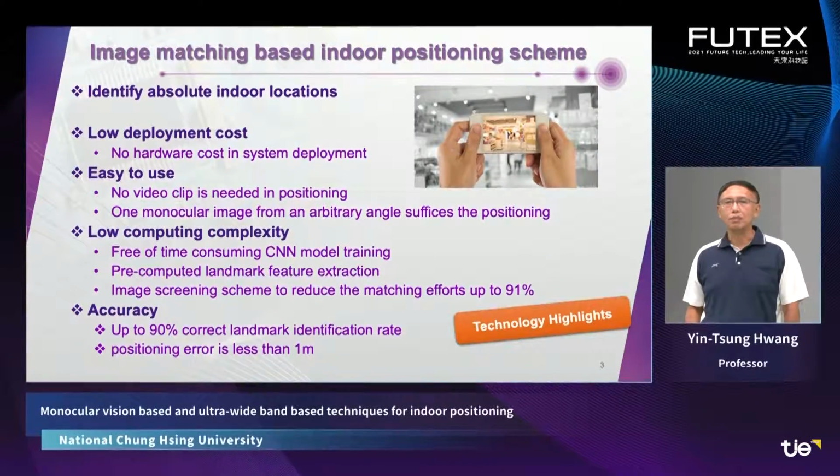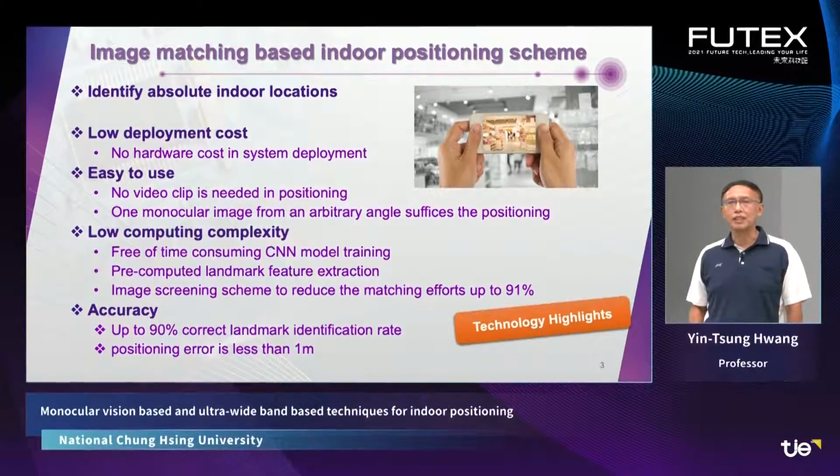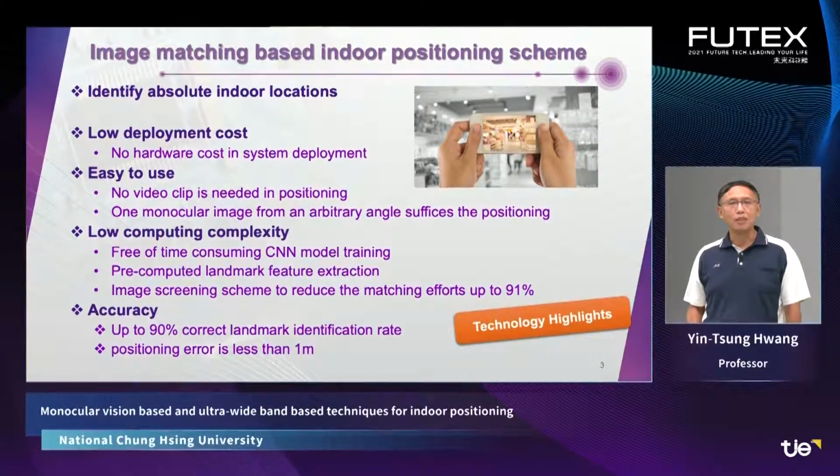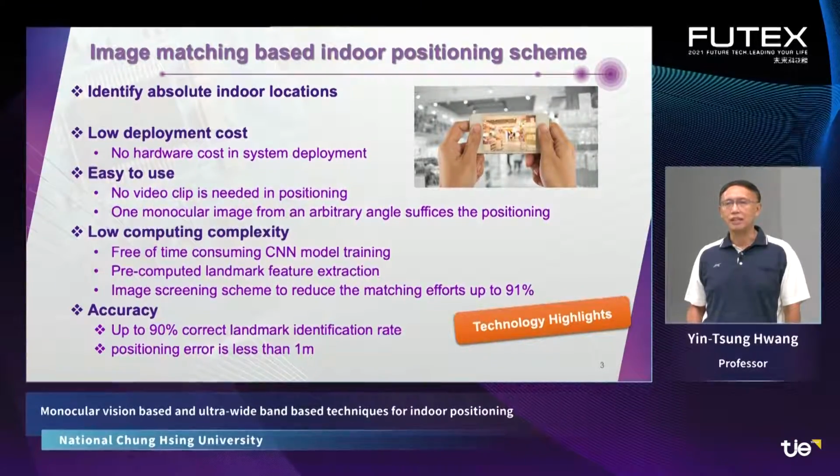Various optimizations, such as pre-computed landmark feature extractions and image screening schemes, are applied to reduce the matching effort by up to 91%. The last one is accuracy. Correct landmark identification rate is up to 90%, and the positioning error is less than 1 meter.